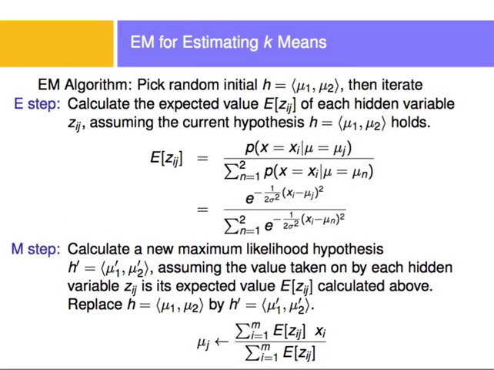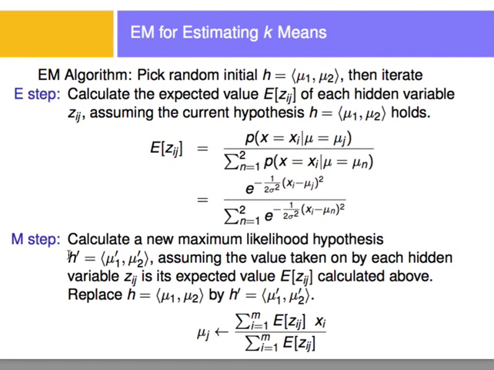Now, the next step is the M step. The M step is the maximization step. We'll calculate a new maximum likelihood hypothesis. Basically, we'll compute 2 new means, okay? Assuming the value taken on by each hidden variable Zij. We call these hidden variables because we don't know them, we're estimating them.